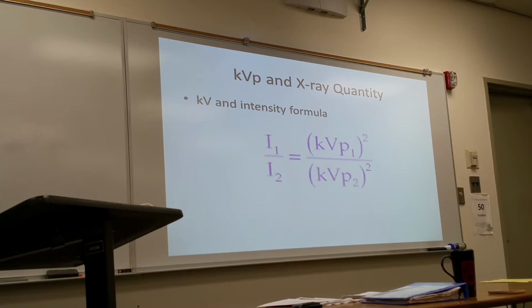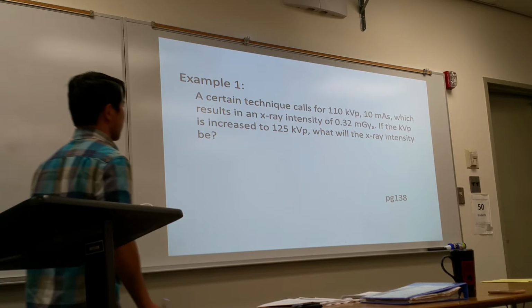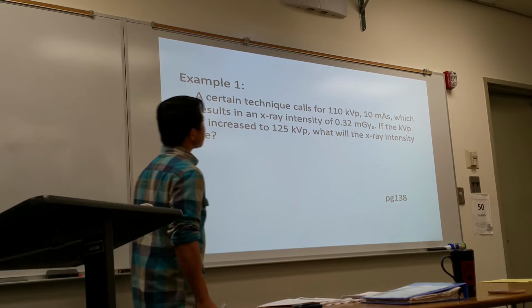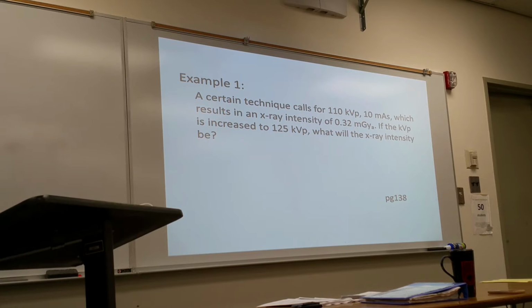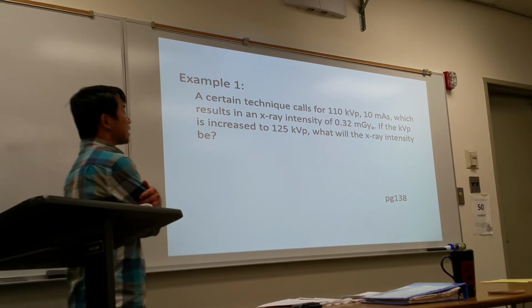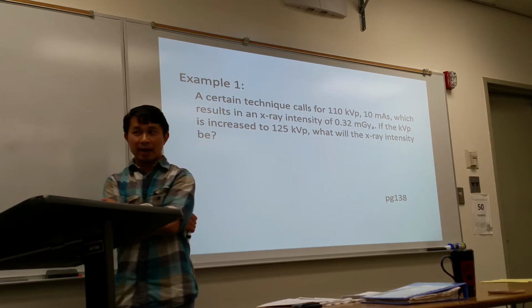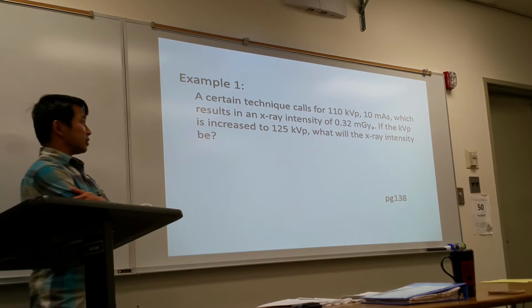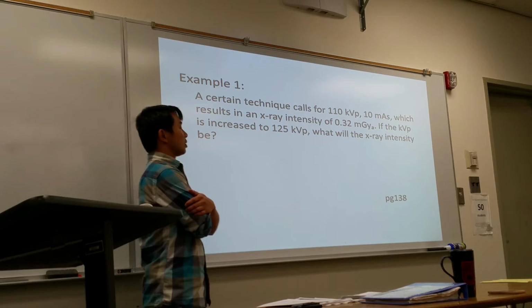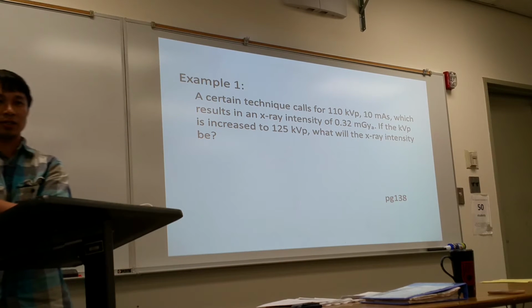So let's do an example. This is from the book. A certain technique calls for 110 kV using 10 mAs, which results in an exposure intensity of 0.32 milligray in air. If the kV is increased to 125, what would the new exposure intensity be based on this change?